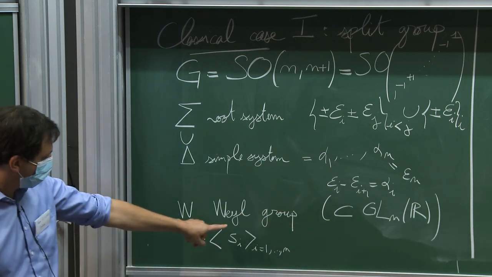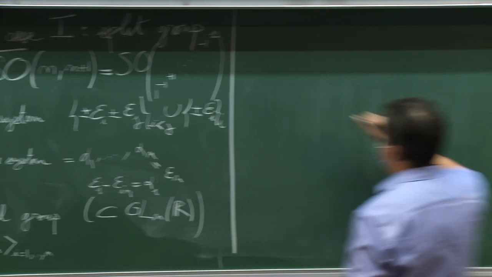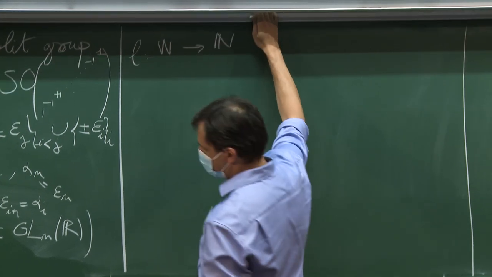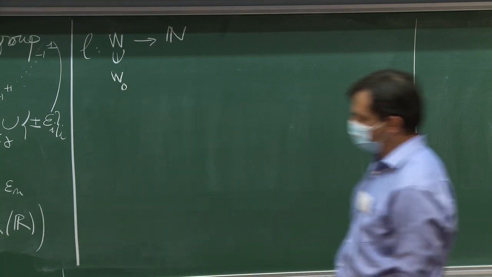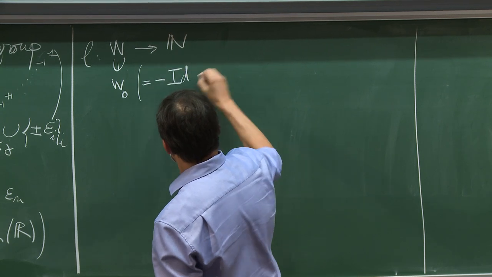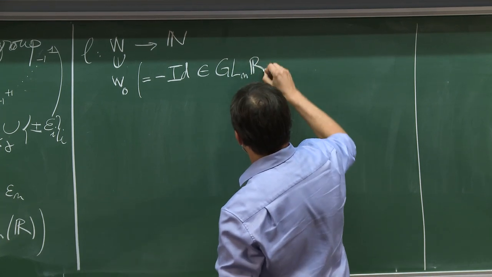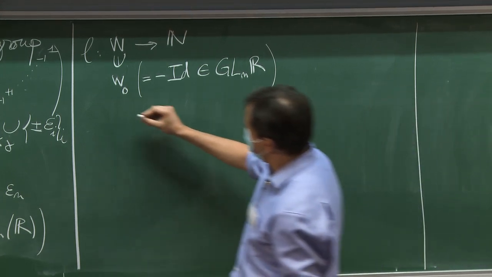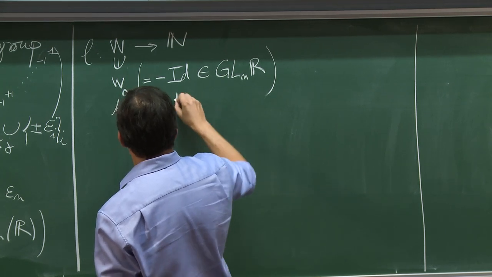And since we have this finite group and this generating family, you have a length function from W to N. And there is one element in W, w_0, which is minus identity seen as an element of GL_n(R) in this example. And w_0 is the element of longest length.